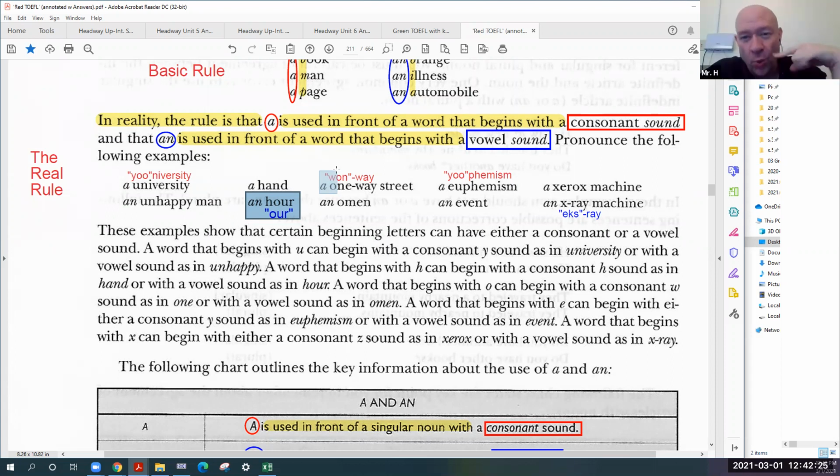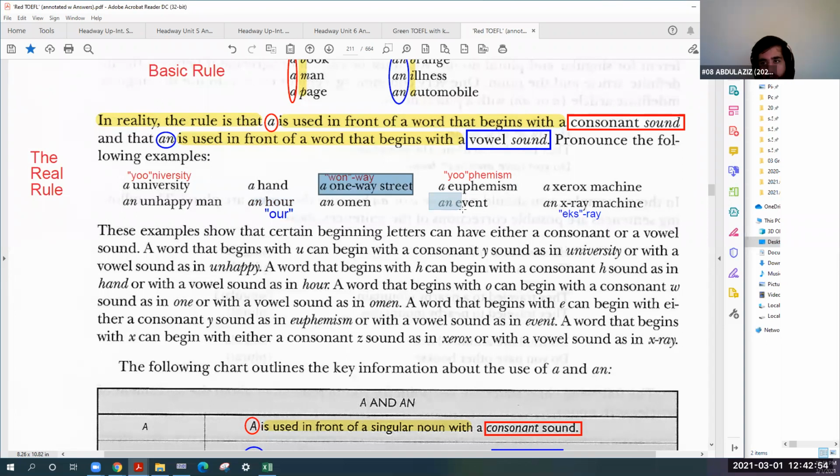But wait a minute. You will see they will give you a clue, a hint. There's a hint in this skill. A one-way street. So is it a vowel sound or a consonant sound? Consonant sound. So it's a one-way street.